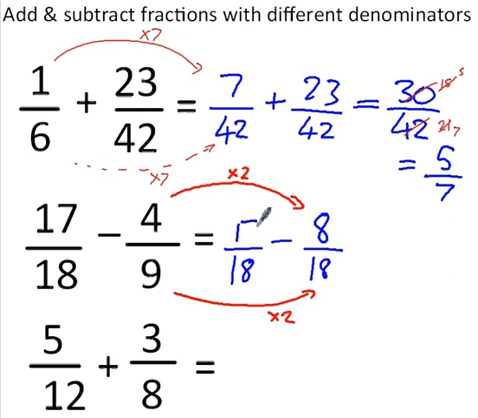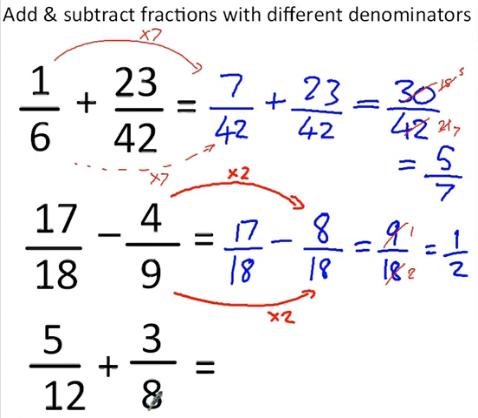Right, so that was 17, 17 take away 8 equals 9 over 18. 9 over 18, right, I can simplify that. They both divide by 9, and so I get 1 over 2, or 1/2. That was quite easy. Okay, and the last one, 12 and 8.